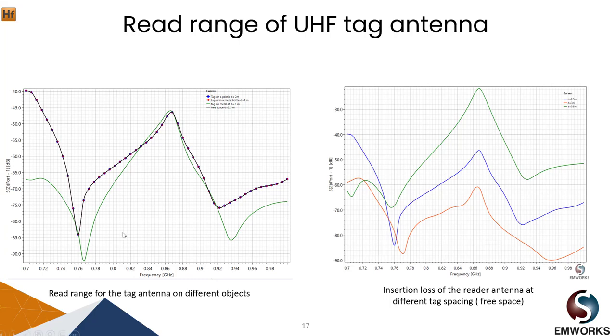By looking at the plot on the left hand side, we can see that the antenna on plastic has a read range of 2 meters, while the antenna attached on the metal has a read range of 1 meter. When there is a liquid nearby, the read range of the antenna gets reduced to almost 1 meter.